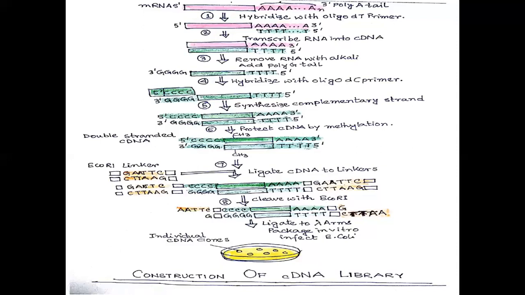Thus they will produce this overhang, which will ultimately help them to ligate, and after this ligation we can do this either in lambda or in another vector, and ultimately we will grow these cells containing cDNA, and thus we will be able to prepare the cDNA library.